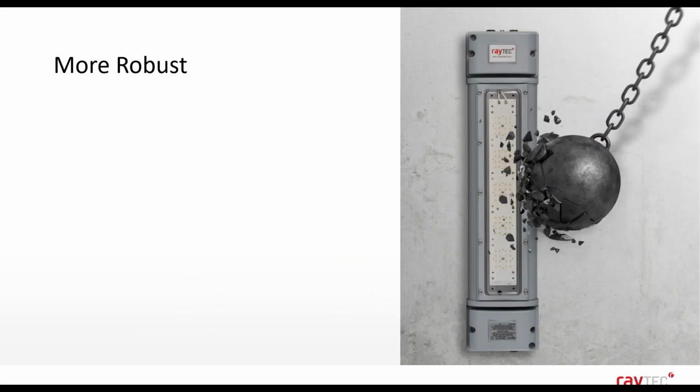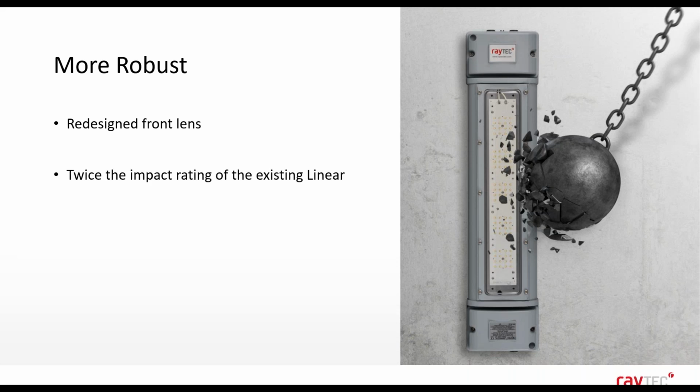So start with that first point, then, the physical design. The new linear is more robust, more durable, and more heavy duty than ever before. This is largely down to a redesigned front lens. We'll look at what's actually changed in the next slide, but the headline figures are that the new linear has twice the impact rating of the previous version. It's more resistant to chemical attack, and that's all backed up by an IK 10 rating. So those are the headline figures of what's changed with the new linear in terms of durability and being robust.